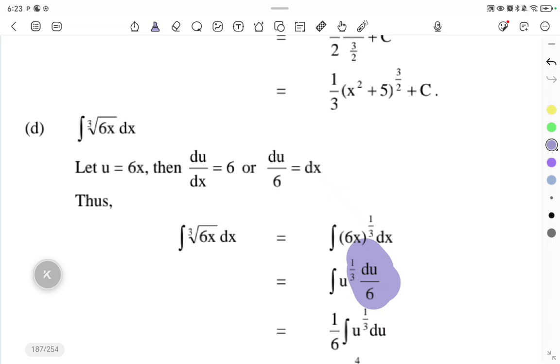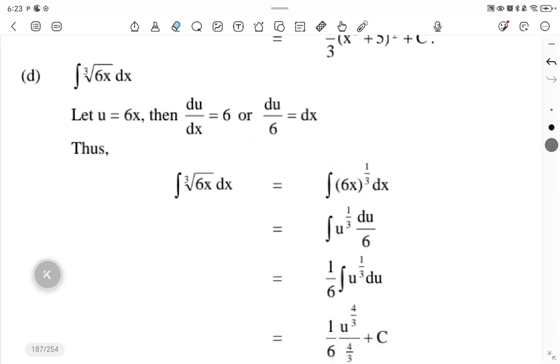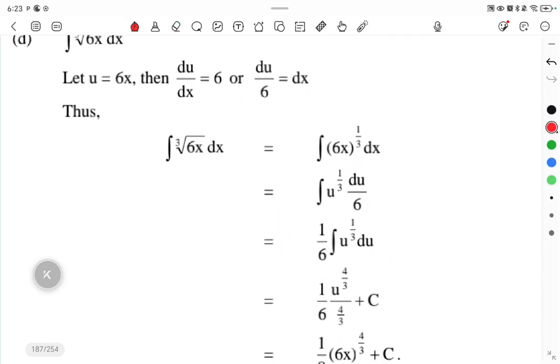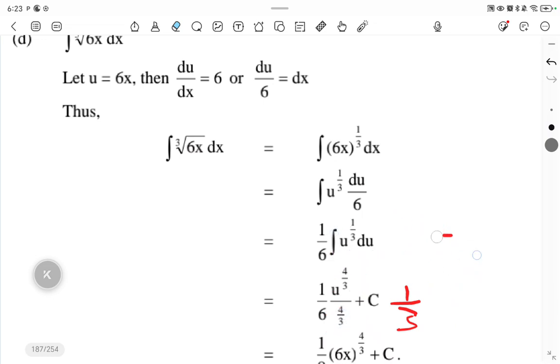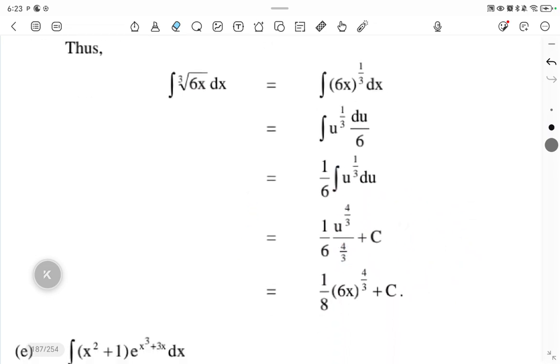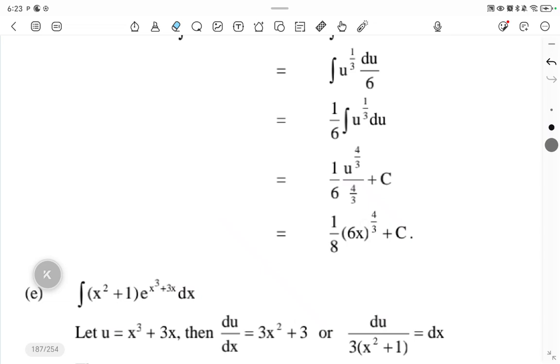You see, right? Then I can come and say now, I'll take out 1 over 6 as a constant and show the integral of this. I'll just have 1 over 3 plus 1 over 1 over 3 plus 1. We shall get this. You see, right? And then we simplify that. This times this would give us 1 over 8. So we substitute back our u.